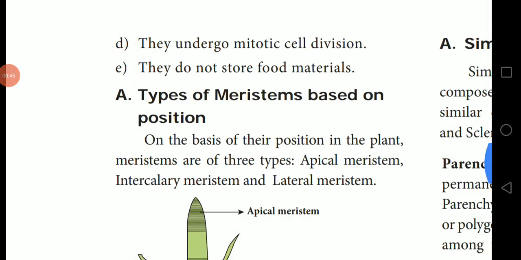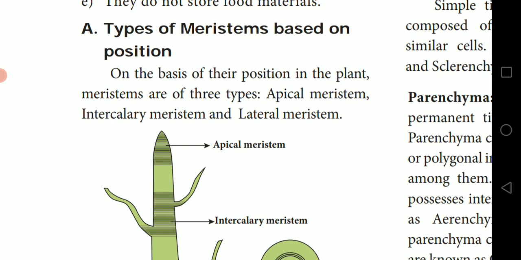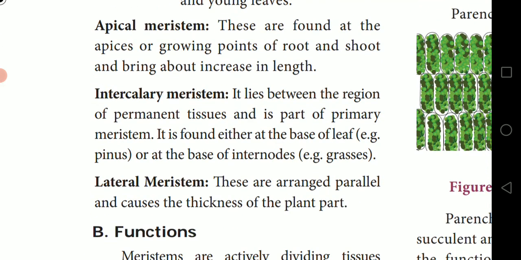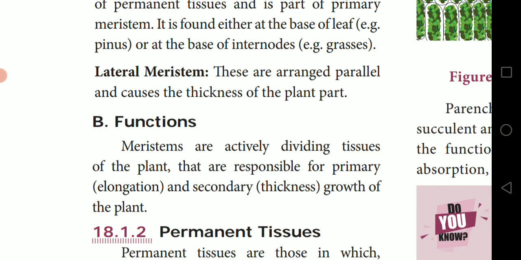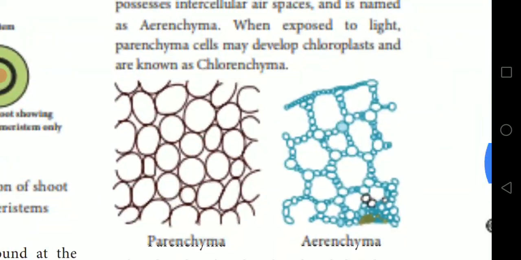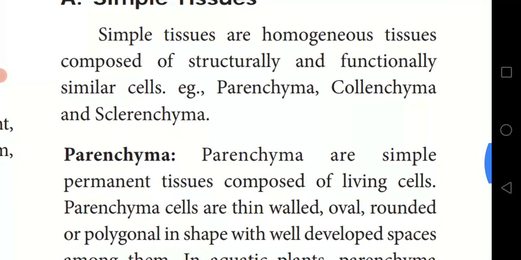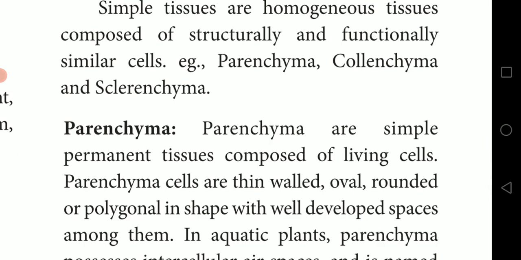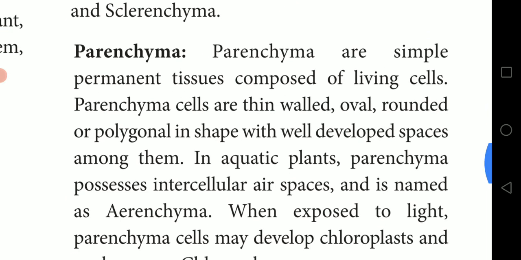Last class, we have seen types of meristems based on positions: apical meristem, intercalary meristem, and lateral meristem. We have seen the functions of meristems, what permanent tissue is, and the types of permanent tissue. In that, we have seen simple tissues, and the types of simple tissues are parenchyma, collenchyma, and sclerenchyma. Now we are going to see parenchyma.